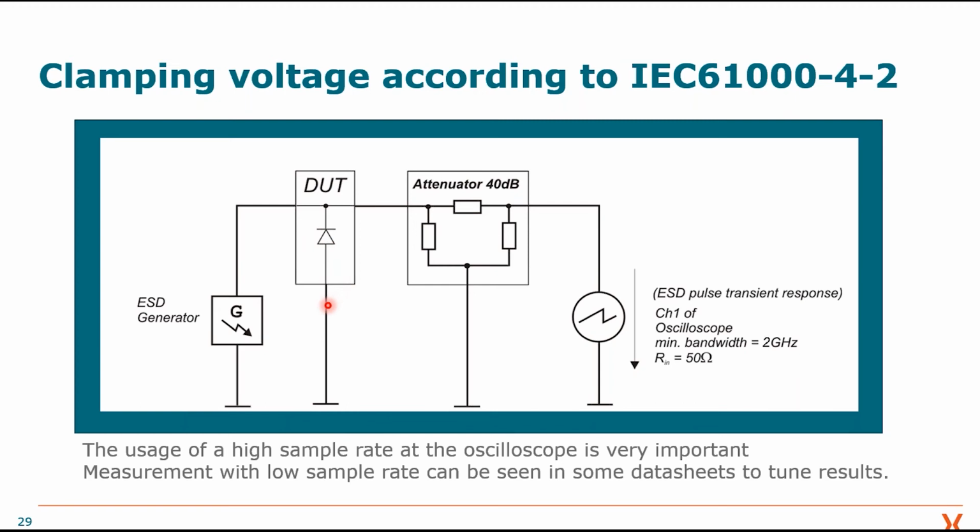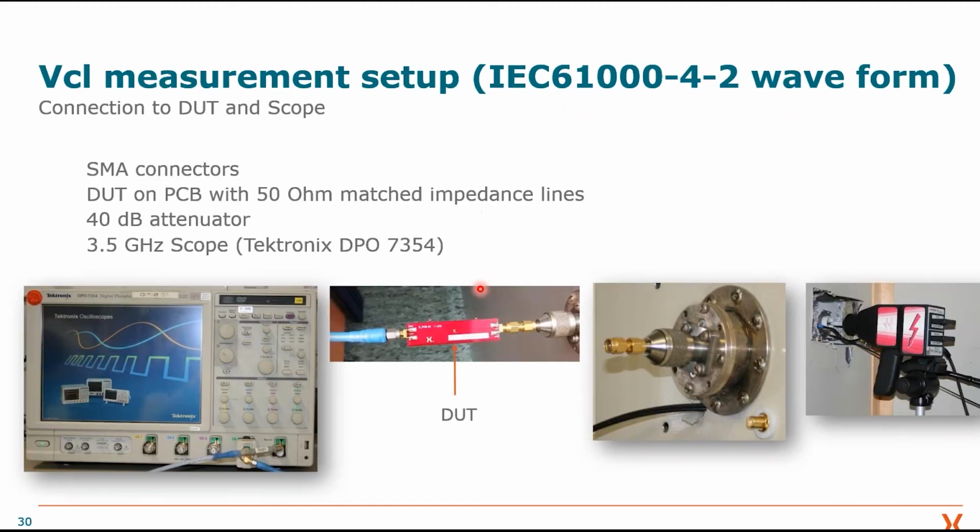meaning the ESD protection we want to analyze, and we want to look at the clamping voltage with the oscilloscope. In order to protect the oscilloscope against too high voltages, you might also use an attenuator here, for example. It looks very easy on the block diagram level, but when you are really doing these measurements, it turns out that it can be very tricky.